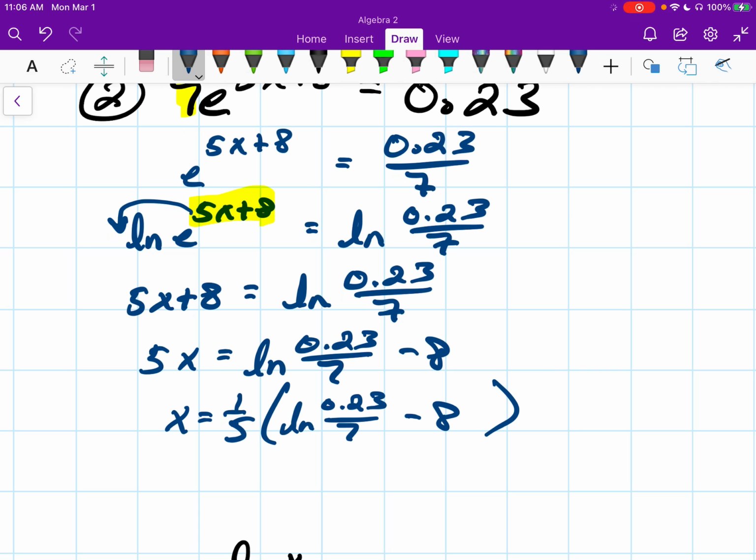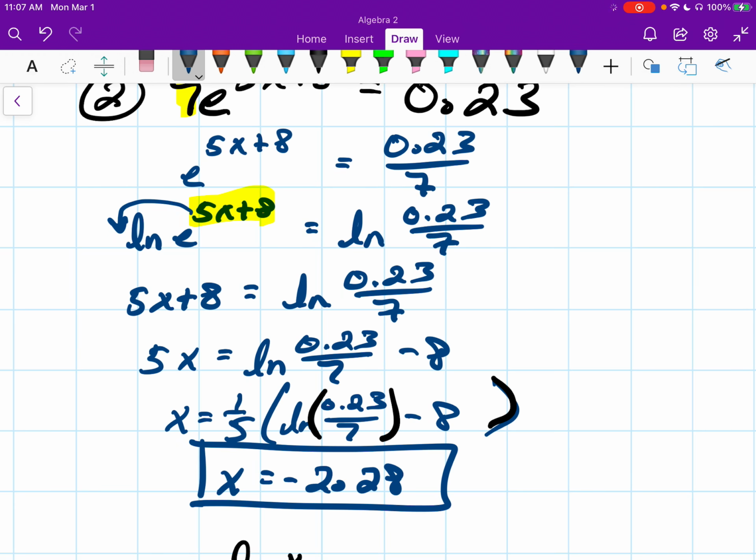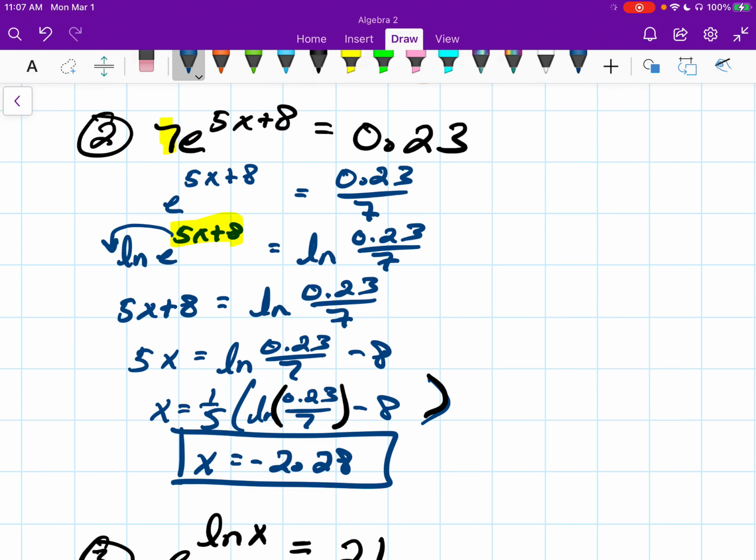Now in my calculator, I just type it in one time: parenthesis, natural log of 0.23 divided by 7. I make sure I close my natural log parenthesis, right? Our calculator naturally wants to open a parenthesis there, so I have to close it. Then I'm going to say minus 8, and then I close that parenthesis. And I got negative 2.28. And there we are.